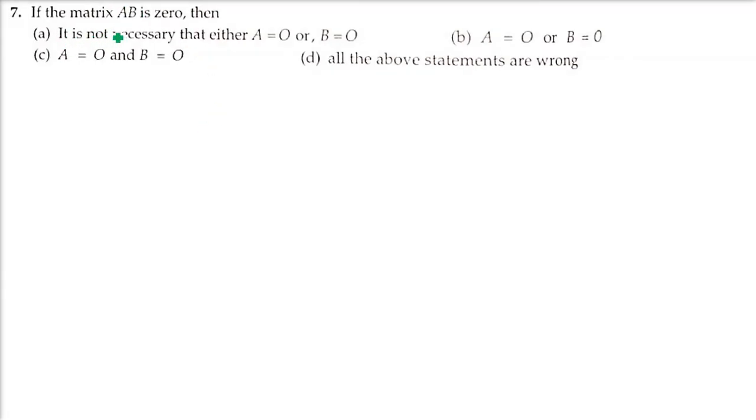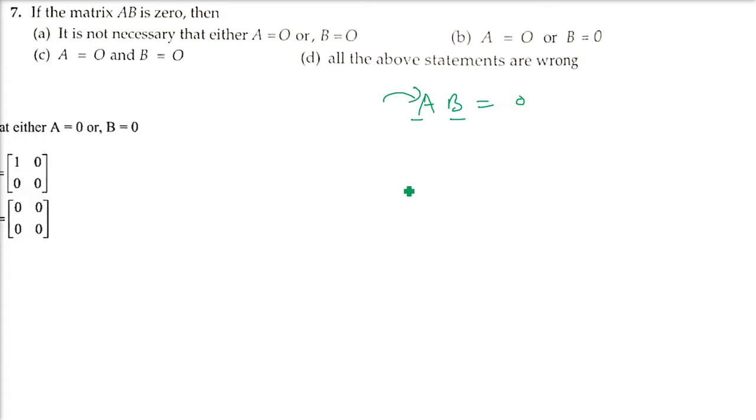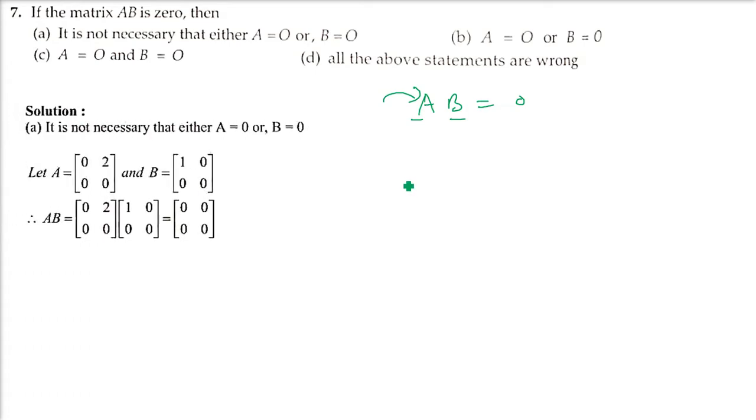If the matrix AB is 0, then we just see that when we are multiplying two numbers, what can happen? Either one of them is 0 or both of them are 0 in normal terms. But when we are dealing with matrices, the two matrices cannot be 0. They have some value, but still the matrix multiplication can give you the result of 0.